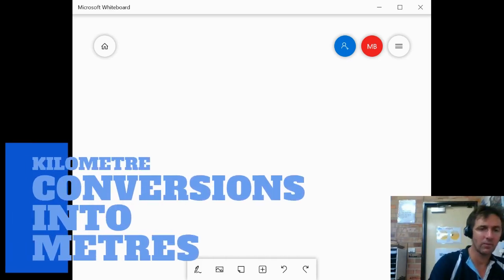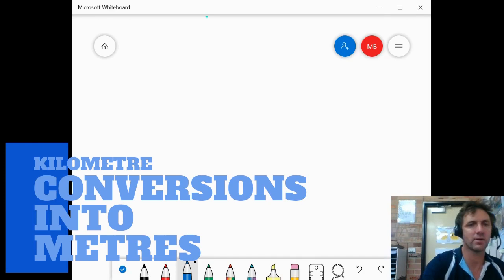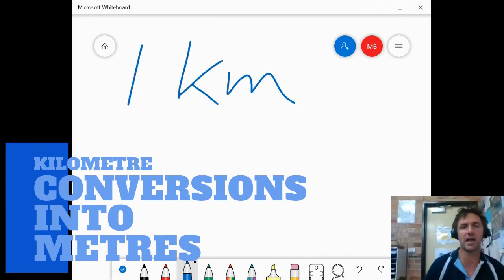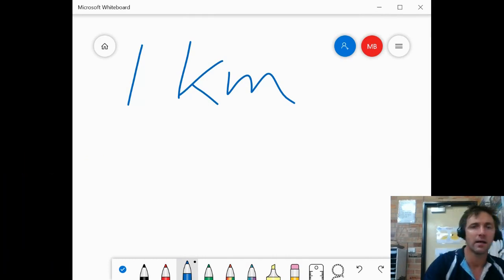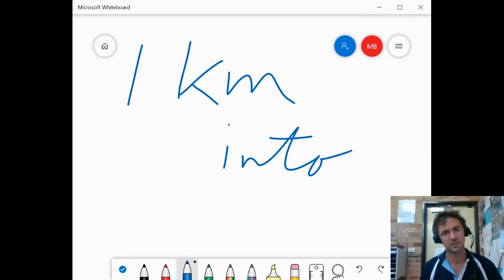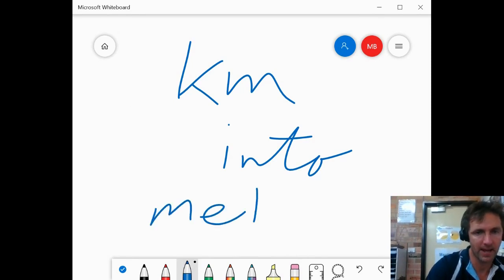Hey there, guys. We're going to be looking at kilometre conversions. That means we're going to be looking at converting things like 1km, 1 kilometre, that's an abbreviation, into metres. So we'll be looking at converting kilometres into metres, and I'm going to write that out, okay?